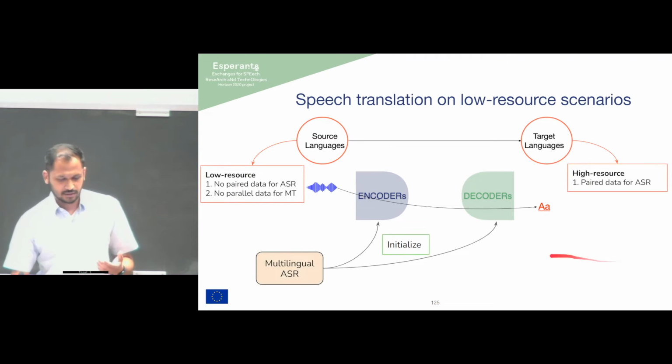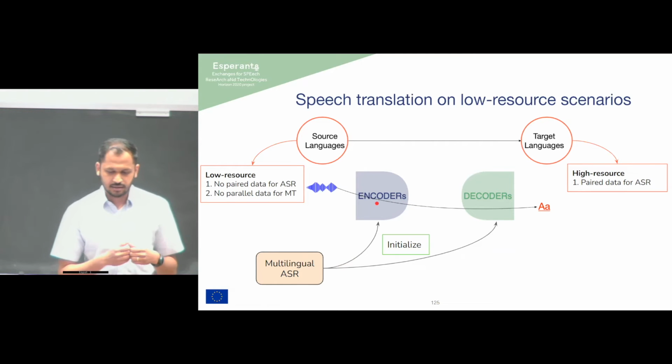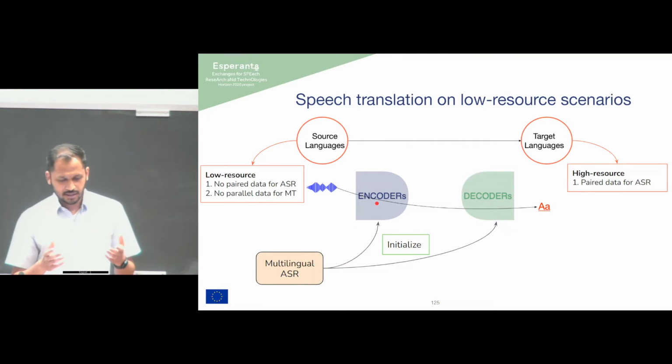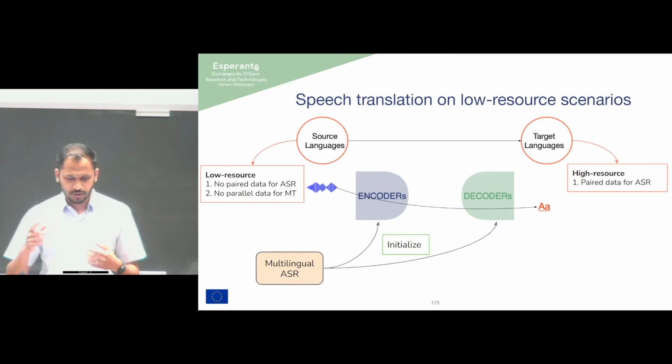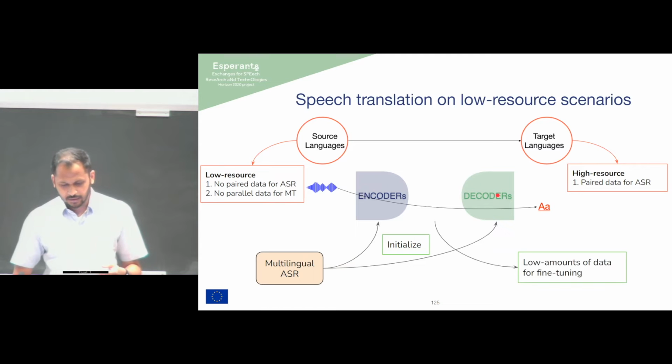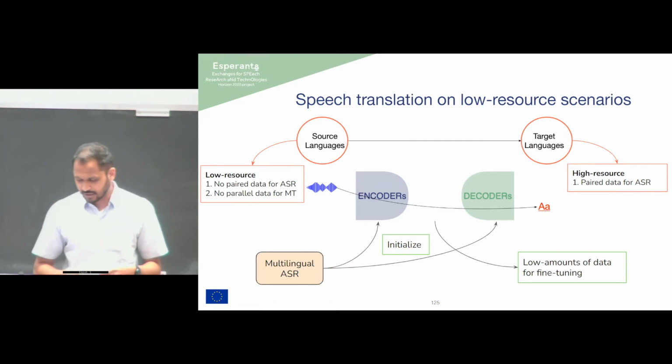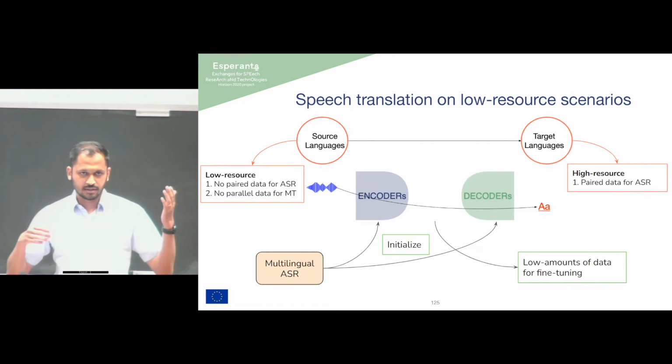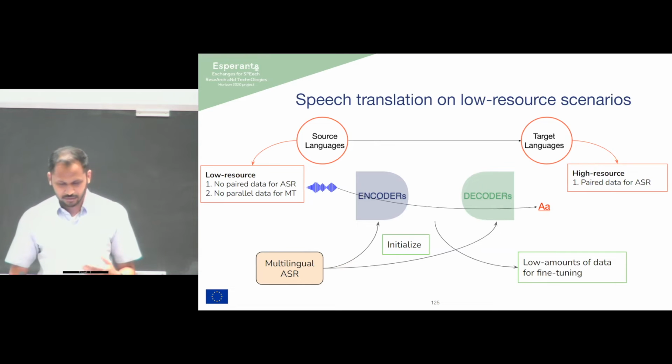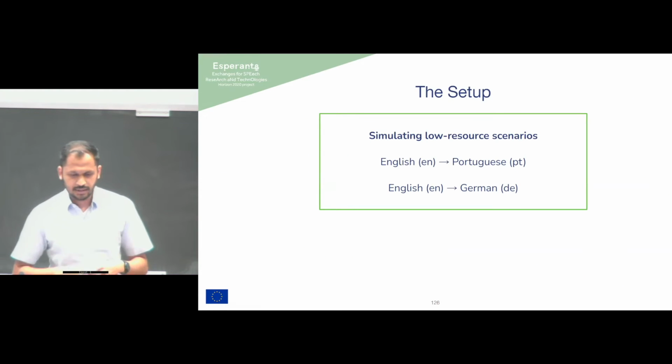And this is what we do: we train a multilingual ASR on target languages. And we initialize the encoder with the speech encoder from the ASR, and the ASR decoder, which contains the internal language model, will be initialized as the decoder in the speech translation. Then we have smaller amounts of fine-tuning data from source speech to target language, and we use it to fine-tune the model. So that is the setup for the experiments.